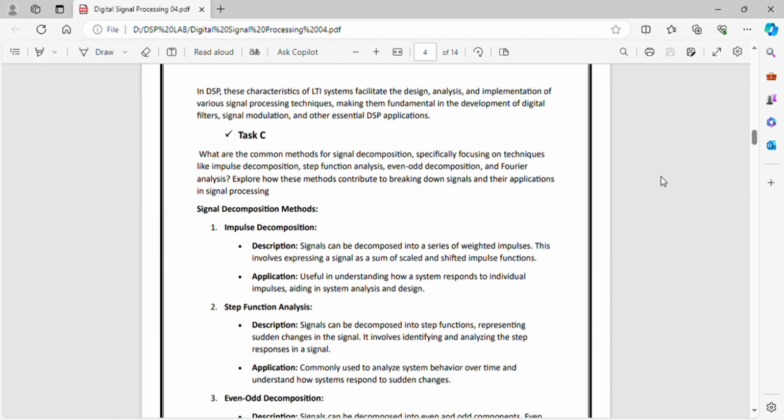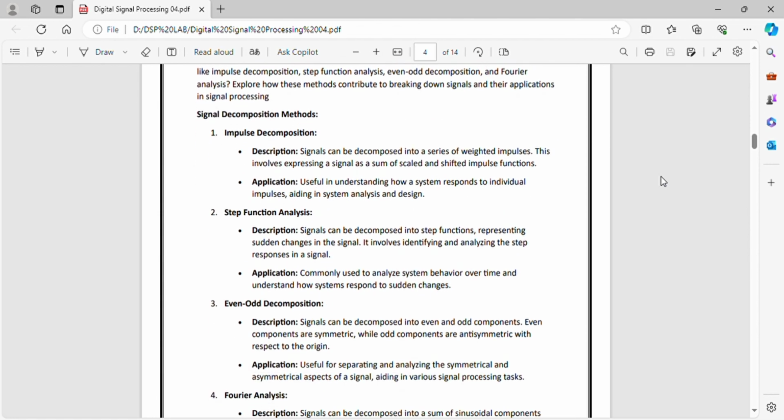Number 2 is step function analysis. The description is signals can be decomposed into step functions representing sudden changes in a signal. It involves identifying and analyzing the step response in a signal, and the application is commonly used to analyze system behavior over time and understand how systems respond to sudden changes. Even and odd decomposition. The description: signals can be decomposed into even and odd components. Even components are symmetric, while odd components are anti-symmetric with respect to the origin. The application is useful for separating and analyzing the symmetrical and asymmetrical aspects of a signal.